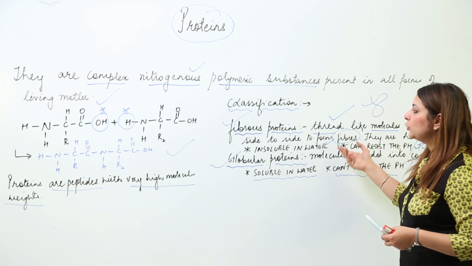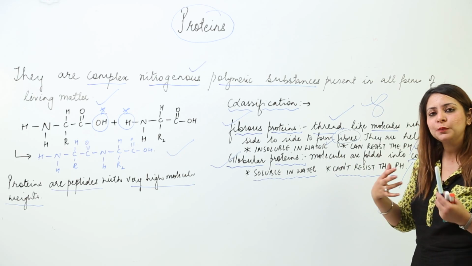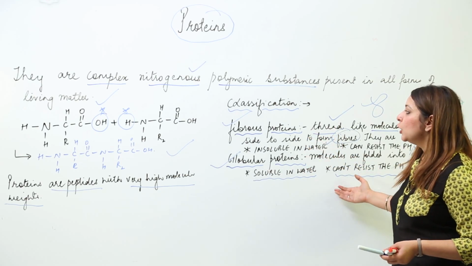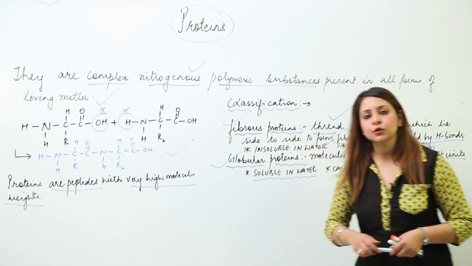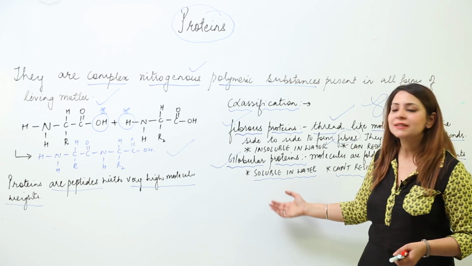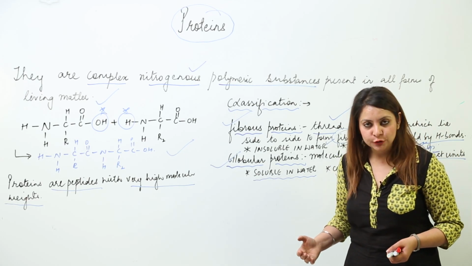So this is how we are going to classify proteins on the basis of how they look, and whether they resist pH or not, into fibrous and globular proteins, right? So we have further classification also. So let's just do this basic introduction first, and then we'll start with another classification and the main process, that is the denaturation of proteins.